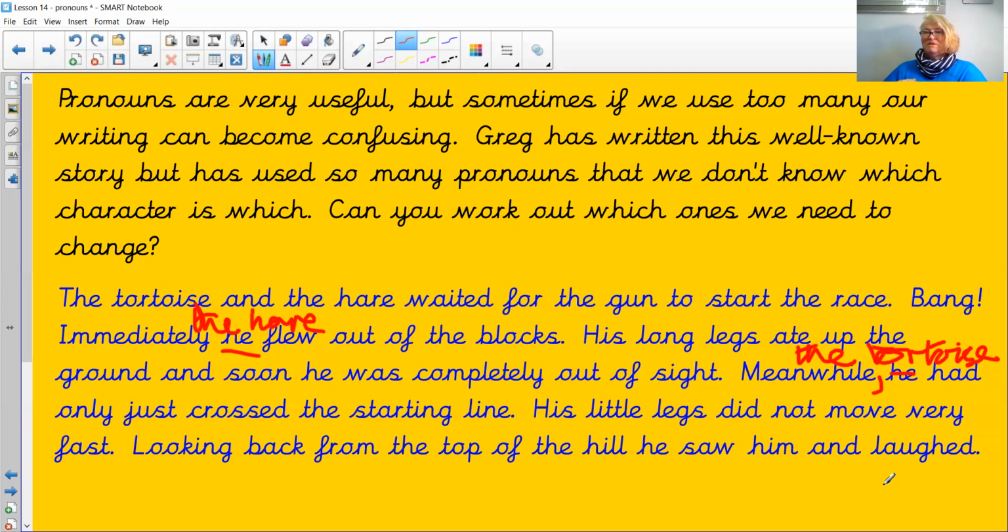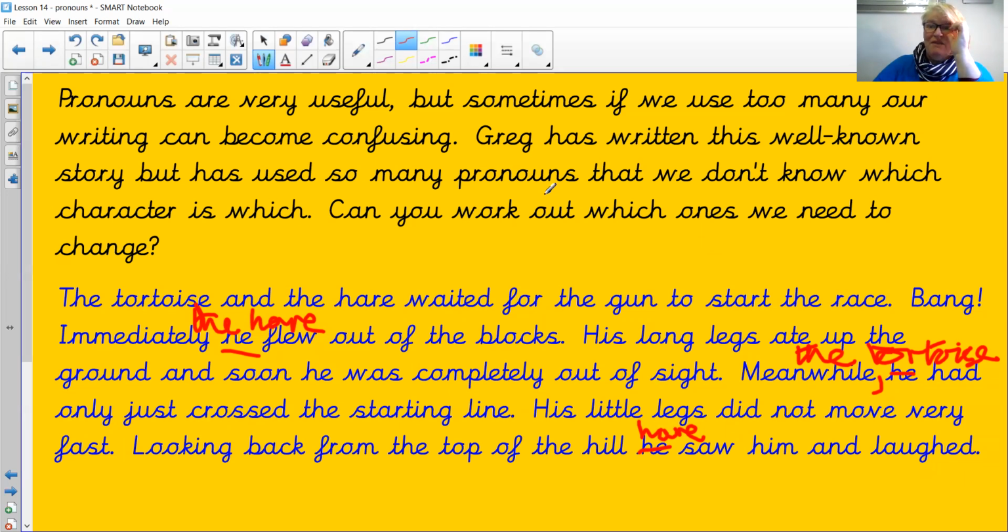Well, if something has moved that fast, they've moved away from it. So that must be hare. Hare saw him and laughed. So the hare has gone speeding on ahead, waited at the top of the hill, looked down at the tortoise, and he's laughed at him. That makes sense now, doesn't it?